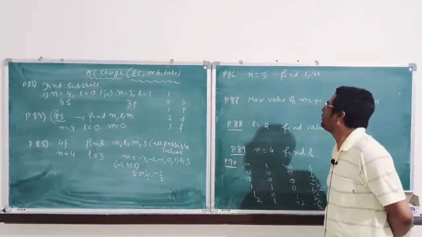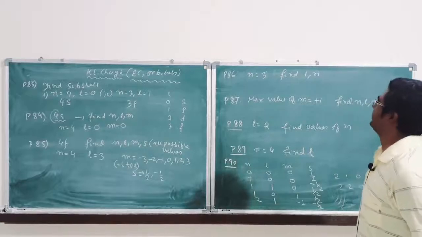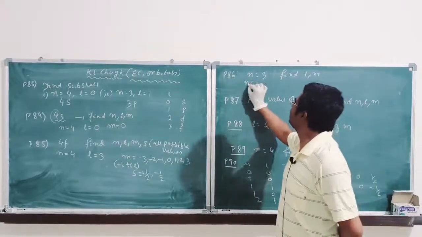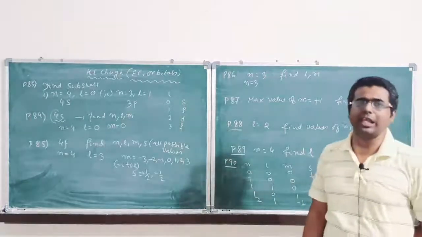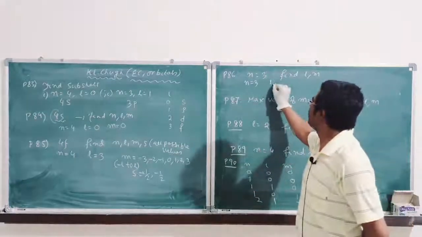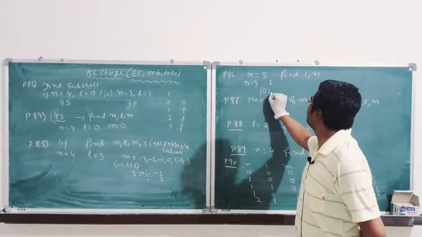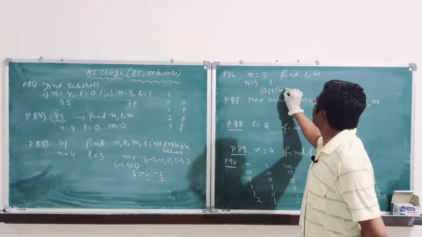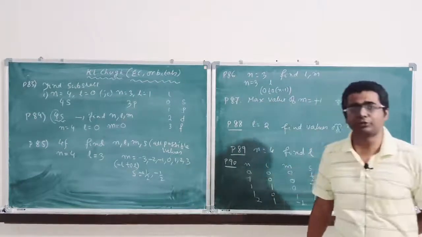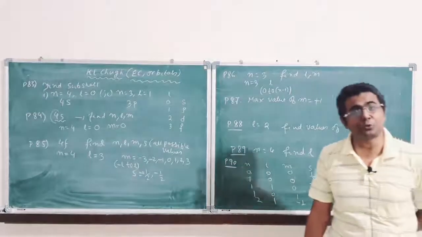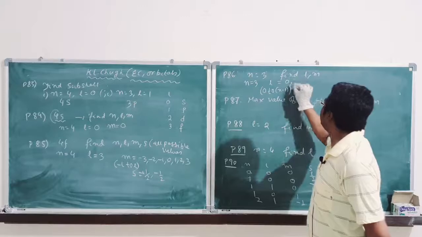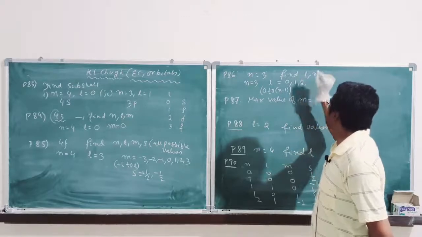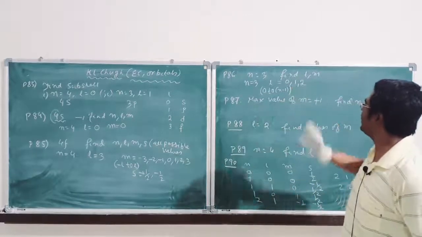Let us go to problem number 86. Here N is given as 3. If N is 3, what can be the values of L? Values of L range from 0 to N minus 1. So the L value can be 0, 1 or 2. There are so many values of L that are possible.